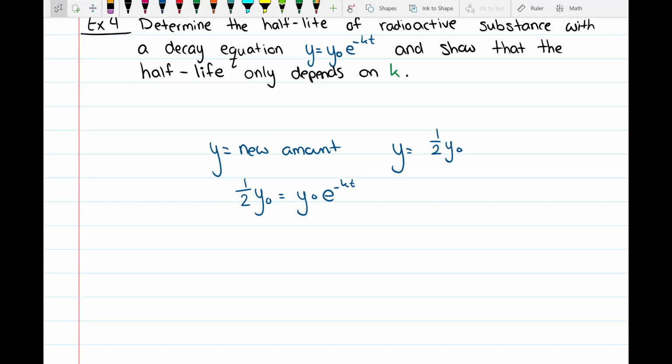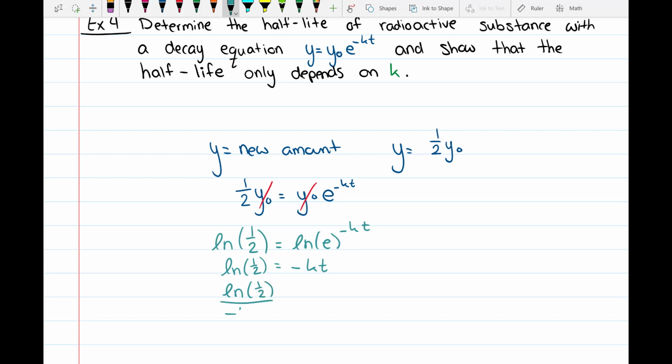Alright, let's see what we got. So obviously on these sides, these y naughts are going to cancel. And then I'm going to take the ln of both sides. So I get ln of 1/2 is equal to ln of e to the negative k times t. So ln of 1/2 is equal to negative kt. So ln of 1/2 divided by negative k is equal to t.